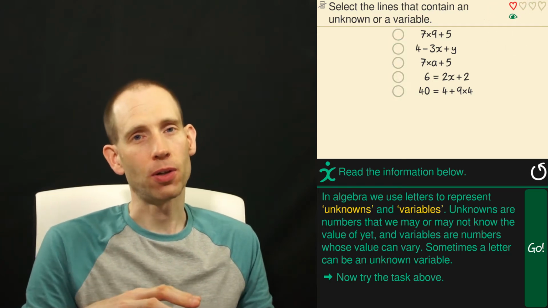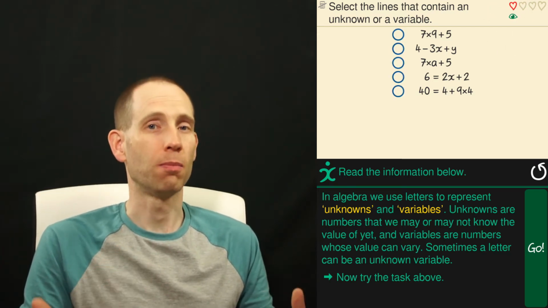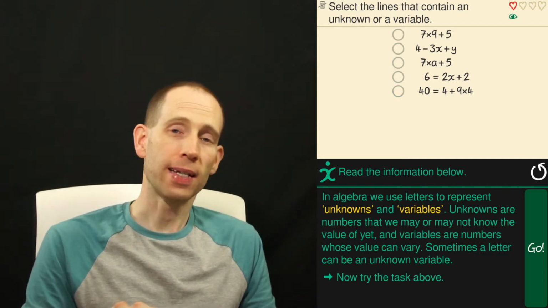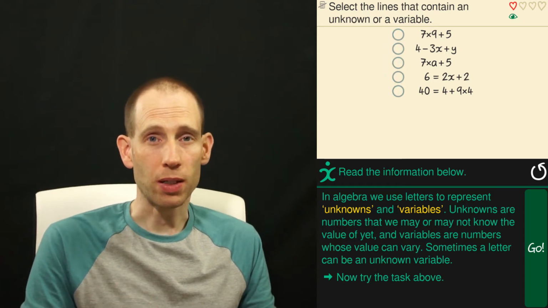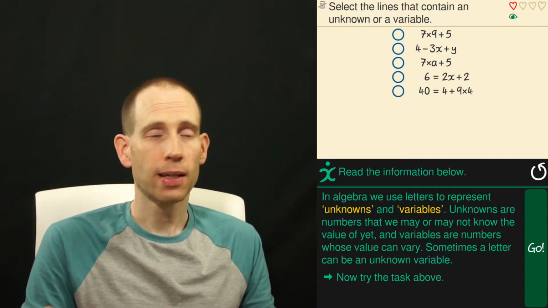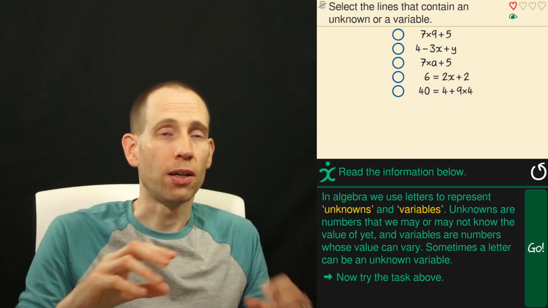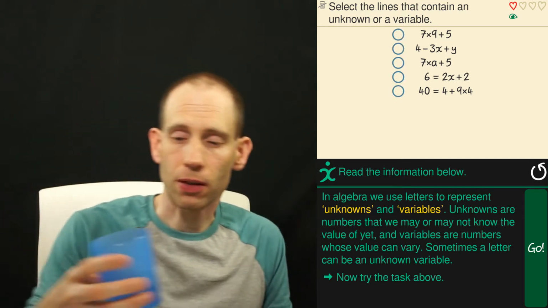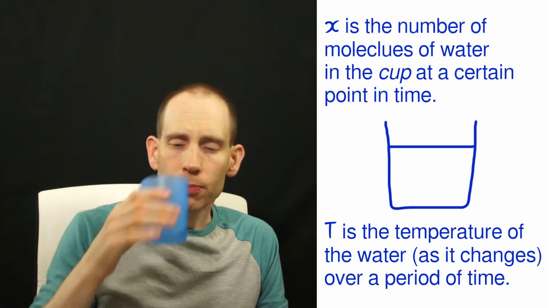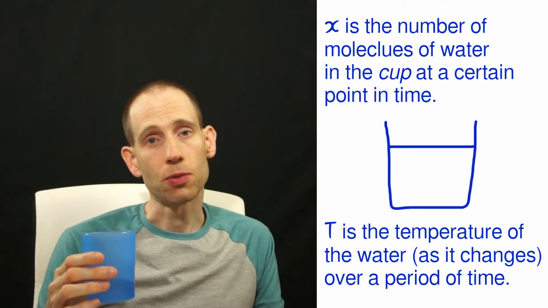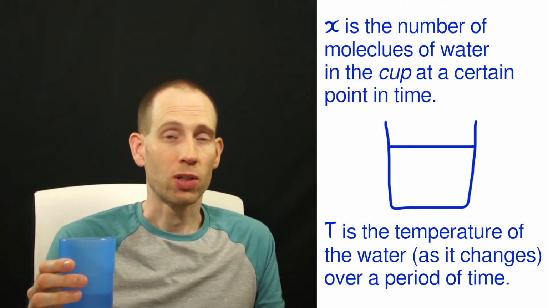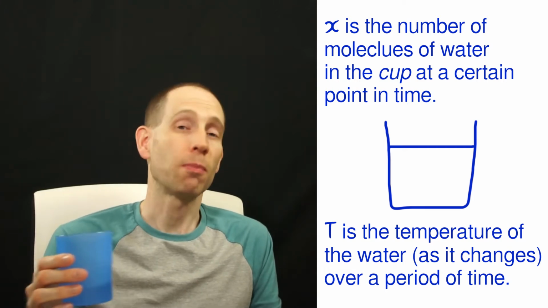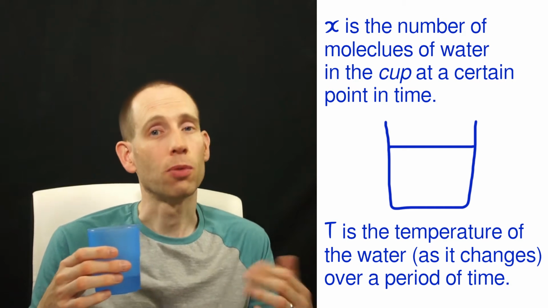So as you might know, algebra uses letters to represent numbers or to represent unknowns and variables. An unknown is a number that has a particular value, but we may or may not know what that value is. And a variable is a number whose value can change or vary. So, for example, we might have a glass of water. X might represent the number of molecules of water in the glass, which has a definite value, but we don't necessarily know what that is. And T could represent the temperature of the water, which could change as you heat it up or cool it down.